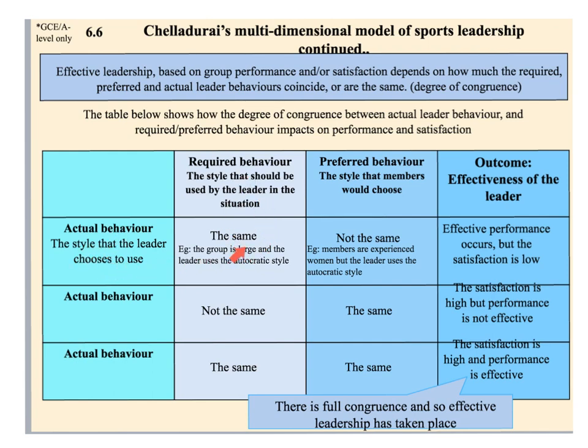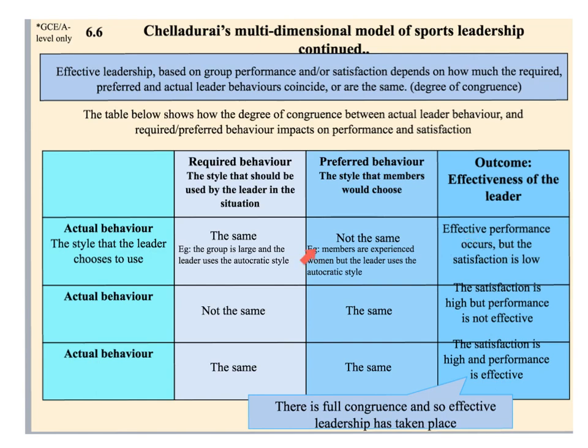Now if it's the same, for example, the group is large and the leader uses autocratic. So it's looking at the situation. It is a large group, so he's chosen to use autocratic. So if it's the same, which is good, then the preferred behaviour, the style that the members would choose, it's not the same. The members are experienced women, but the leader uses an autocratic style. Now they're not the same. They would prefer if they used a democratic, but it's used autocratic. And if they're not the same, the effectiveness of the performance occurs, but the satisfaction is low.